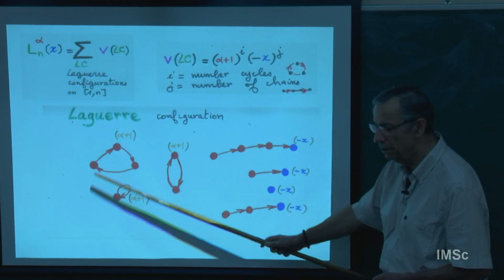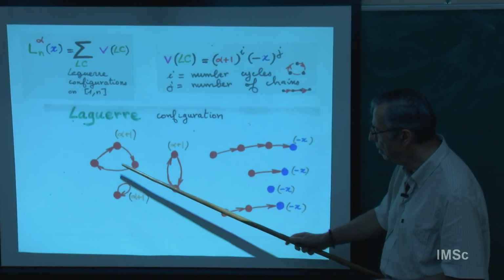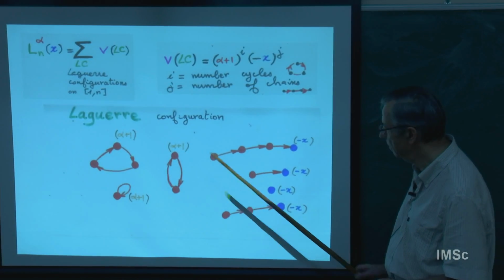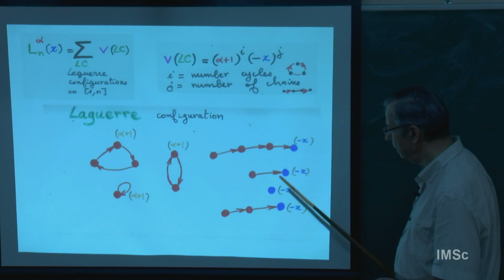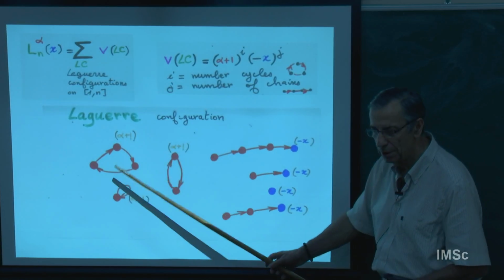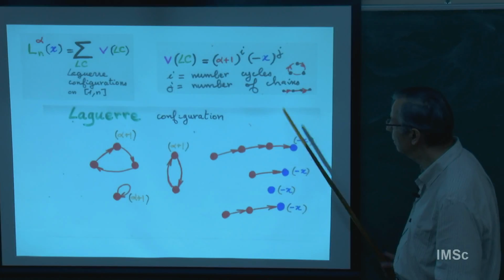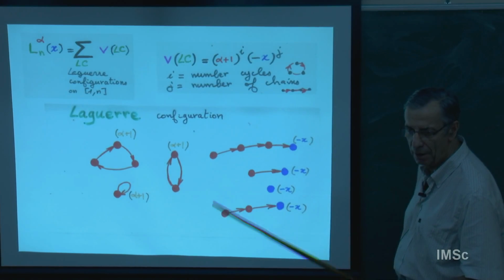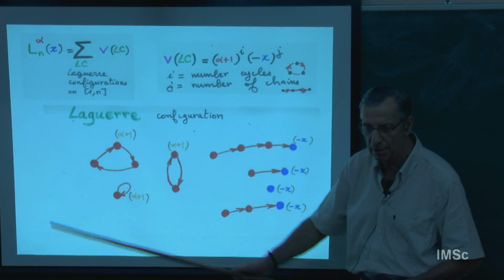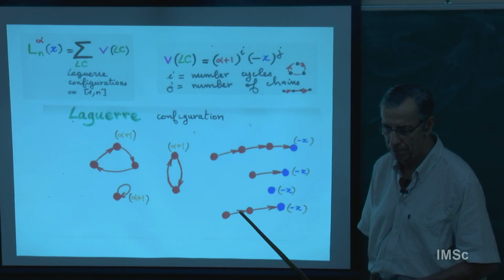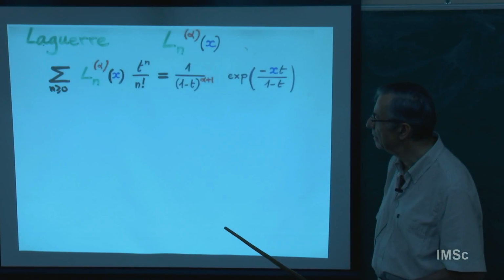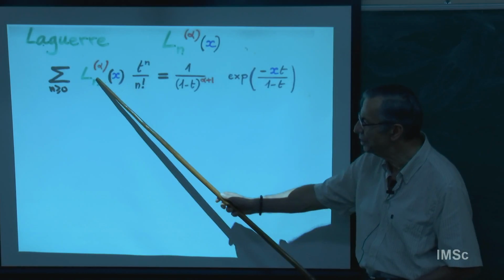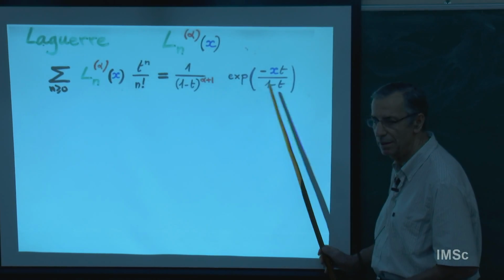So this is what I have done here. You have a permutation. Each cycle has weight alpha plus 1. Each total chain has weight minus x. If you take the total product of all the alpha plus 1 and all the minus x, you get this weight, and I claim that the sum of all the weights gives me the Laguerre polynomial. And I claim that this is exactly another language to say that the generating function of Laguerre is exactly given by this.